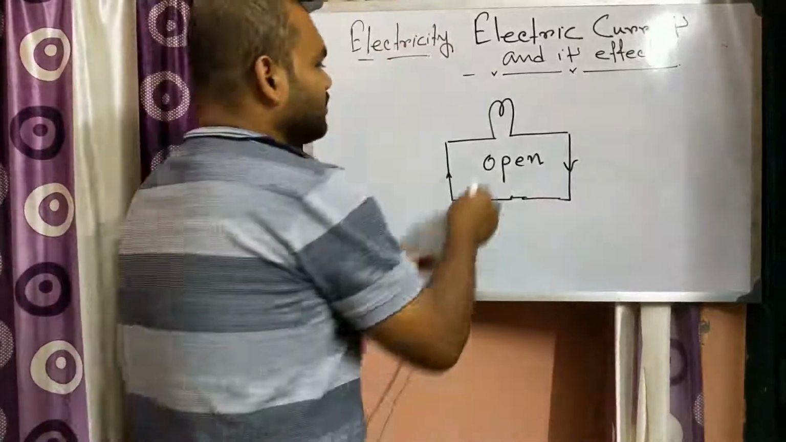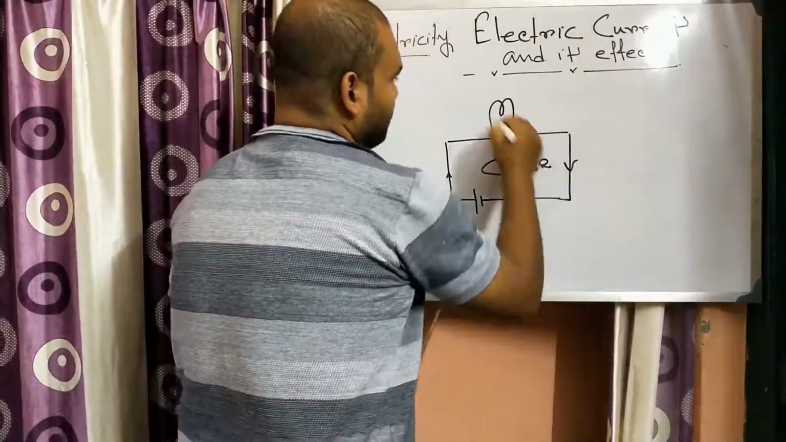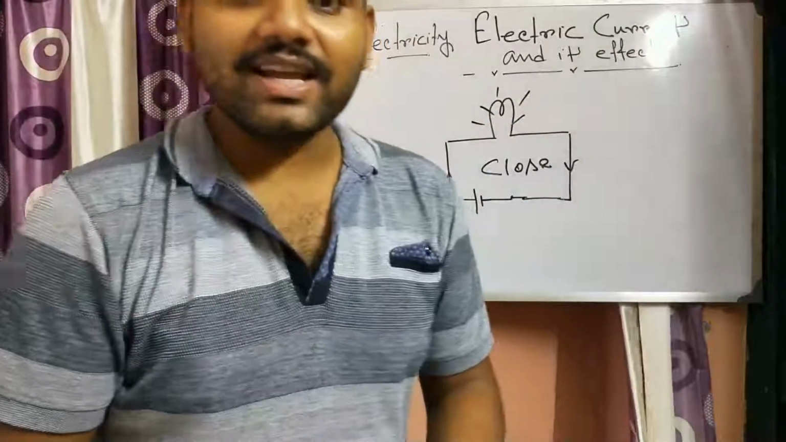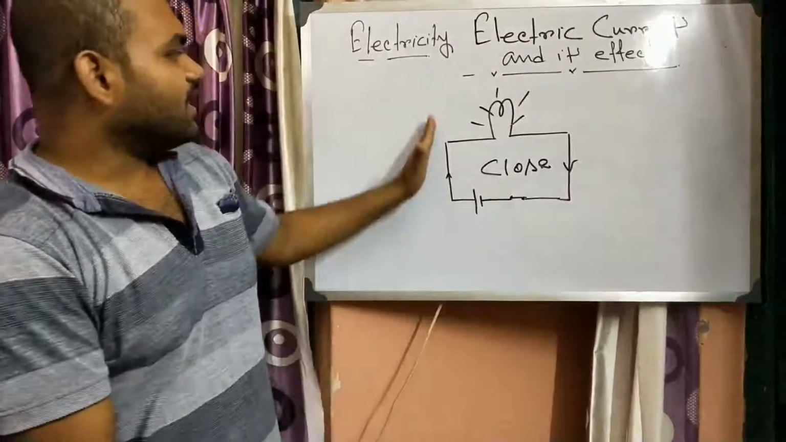So the circuit is now closed, and the bulb will glow now. Whenever the circuit is closed, the bulb will glow. So these are the conducting wires.